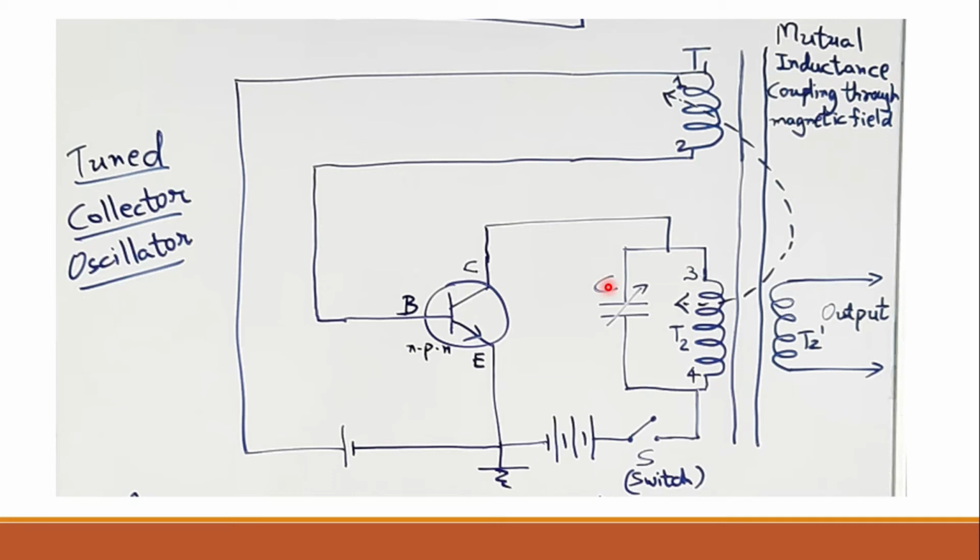There is a capacitor that is used over here, as well as an inductor, and this inductor is coupled mutually to the other coil of the inductor using a common iron core or soft iron core, right? This is the soft iron core which is shown with these parallel lines. And there is mutual inductance coupling through the magnetic field from T2 to T1. This is T1 coil and this is T2 coil, right? And of course the output is also taken from T2 coil, which we will mention as T2 dash coil.